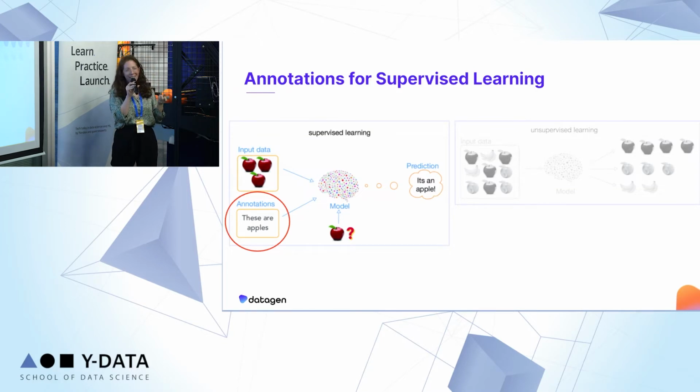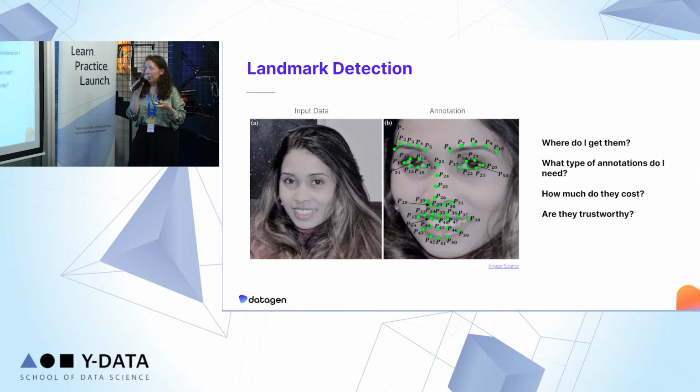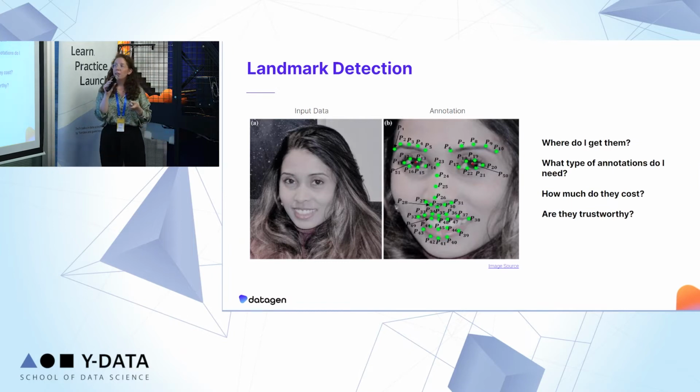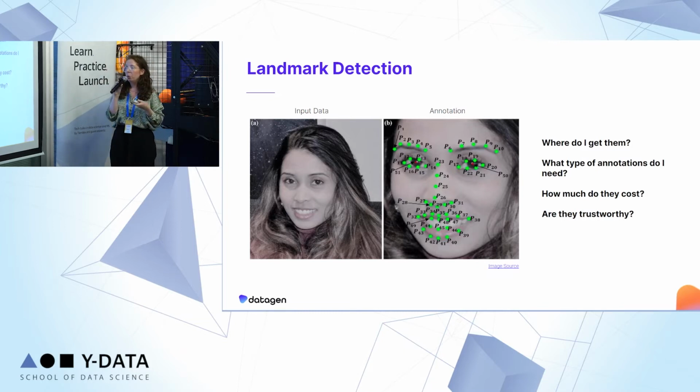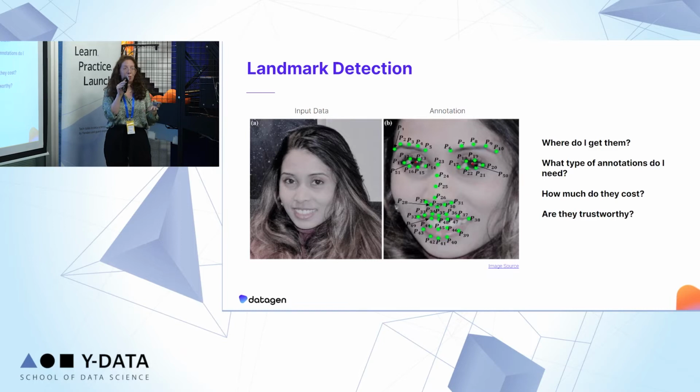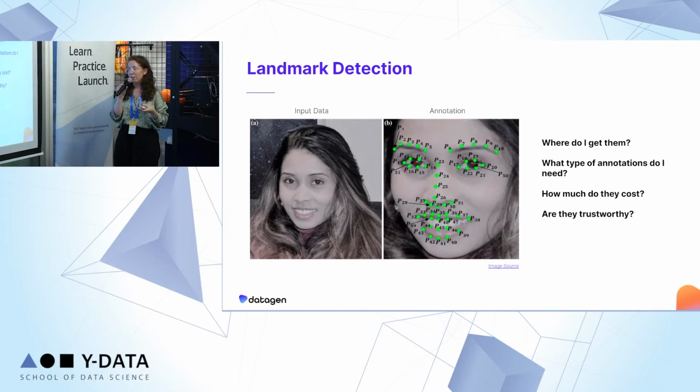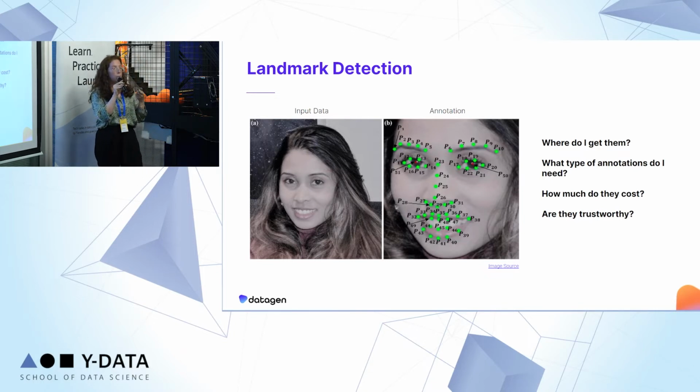Things are not always this simple, and let me give an example. Let's talk about a computer vision task called landmark detection. In the task of landmark detection, the model receives as input not an image of an apple, but rather an image of a face. And the output, the prediction that the model needs to give, is a list of key points that correspond to important landmarks on a person's face. For example, eyebrows, lips, eyes, contour of the face, etc.